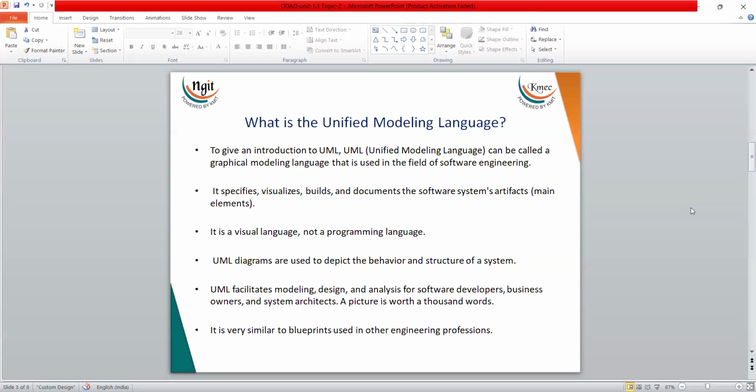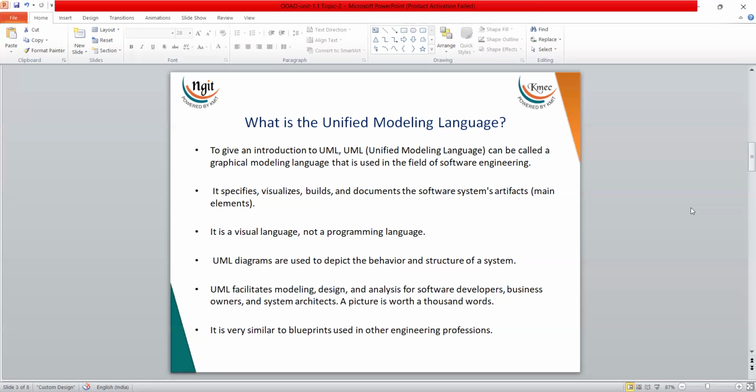Let us understand what is the Unified Modeling Language. To give an introduction to UML, UML can be called a graphical modeling language that is used in the field of software engineering. It specifies, visualizes, builds, and documents the software system's artifacts, main elements. It is a visual language, not a programming language. So UML diagrams are used to depict the behavior and structure of a system. So here the system is nothing but a software development or a product development.